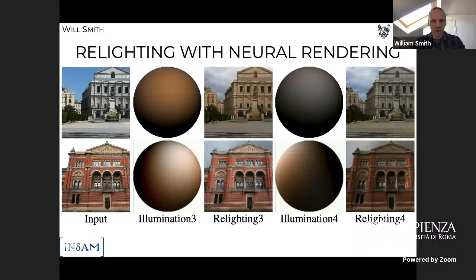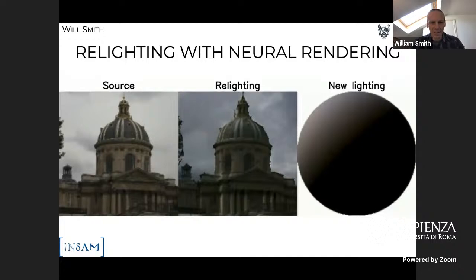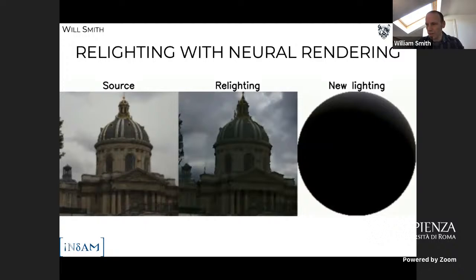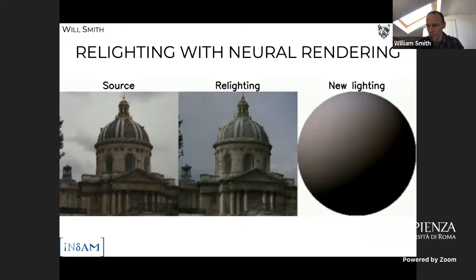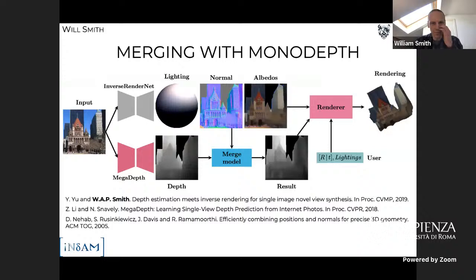So there's a couple more examples, and then I'll just show a video. So now we're rotating the desired lighting, input on the left, and then the relighting result on the right. So while this is still not quite photorealistic, you can see that the pattern of changing shading and shadowing is reasonable. And it's also interesting how the sky kind of changes to be consistent with the relit foreground.